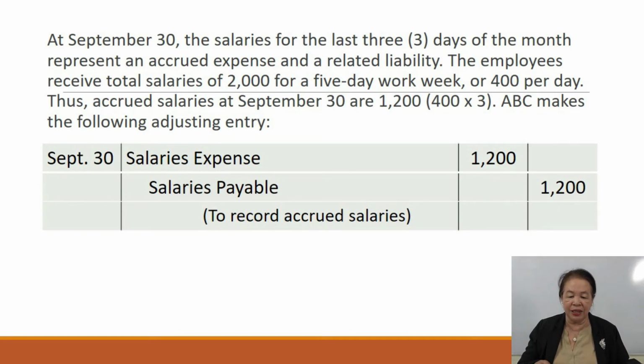So, 400 times 3 days. So the 1,200 was not paid. ABC company makes the following adjusting entry. What are its adjusting entries? Debit salary expense, increase your salaries expense, and credit salaries payable. Why salaries payable? Because it is not yet paid. It is still to be paid.